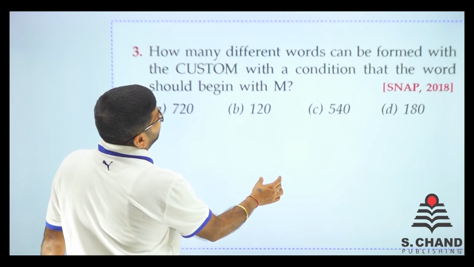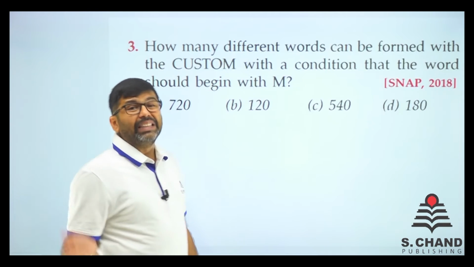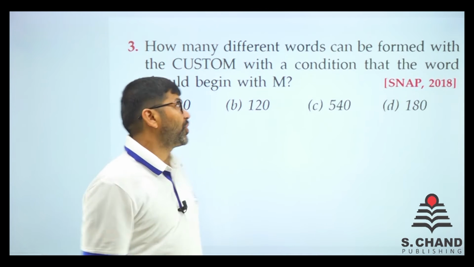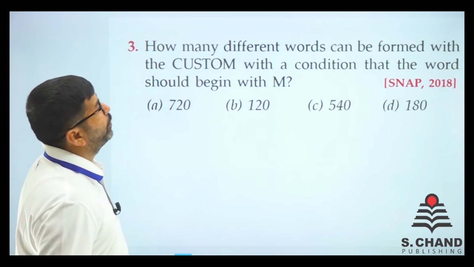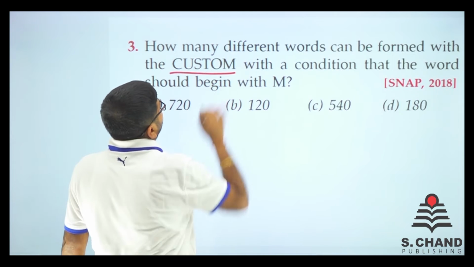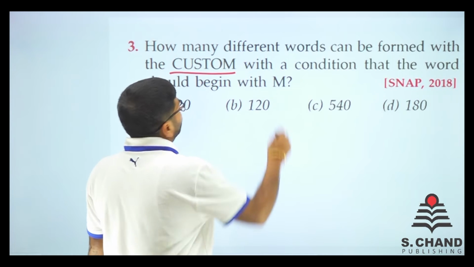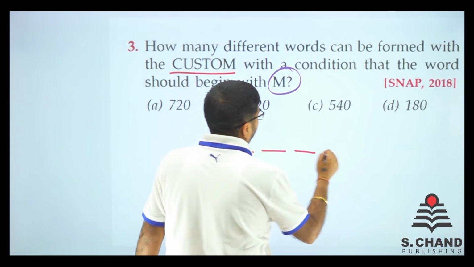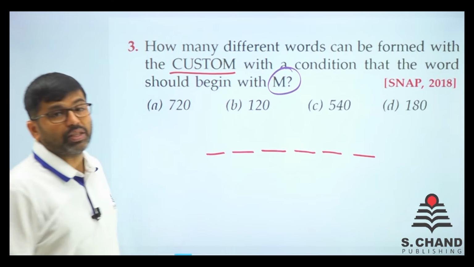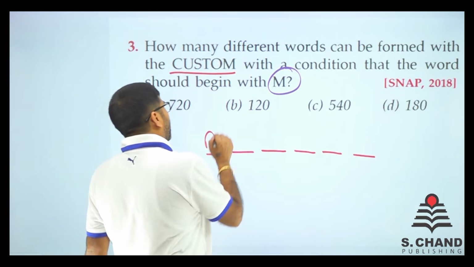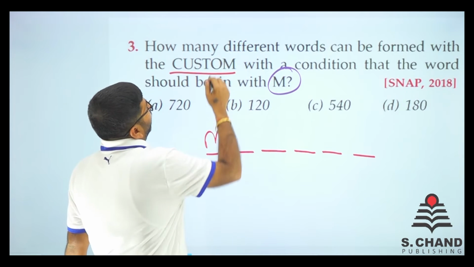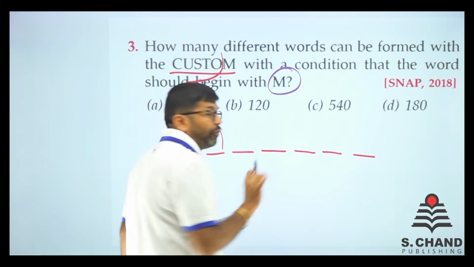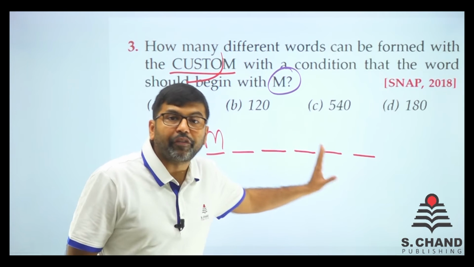See, this question and these types of questions are more frequent in any exam. How many different words can be formed with the word CUSTOM with a condition that the word should start with M? So CUSTOM, there are a total of 6 letters, right? C-U-S-T-O-M. It must start with M. So the remaining letters are C-U-S-T-O. All are different. So 5 different letters put in 5 different ways.